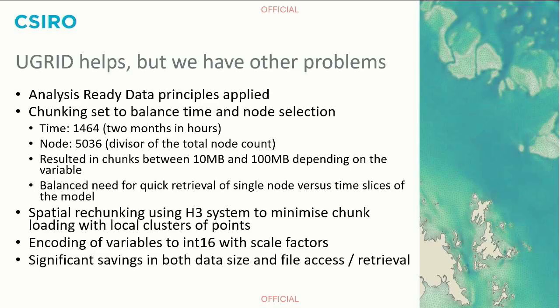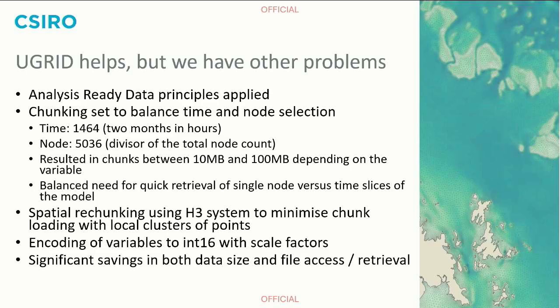For instance, it's a large data set. The raw data set was somewhere along the lines of 100 terabytes, and it's really not easily serviceable for people to use. So we did a bunch of rechunking and re-encoding of the data.